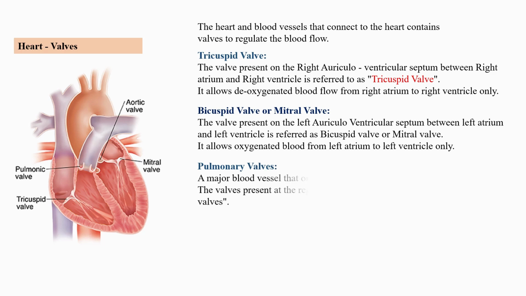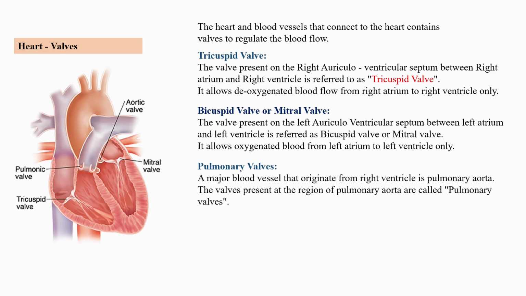Pulmonary valves. The major blood vessel that originates from the right ventricle is the pulmonary aorta. The valves present at the region of the pulmonary aorta are called pulmonary valves. It allows deoxygenated blood from the right ventricle to the lungs only.